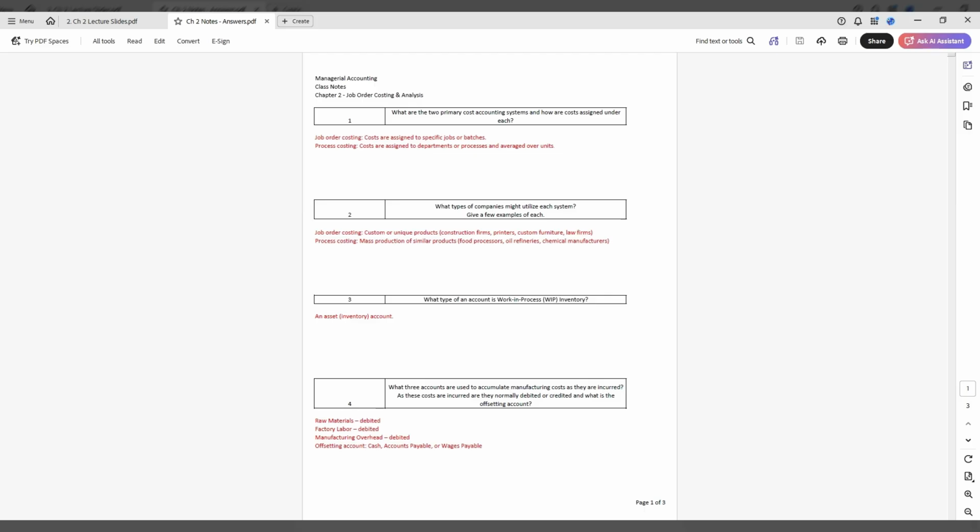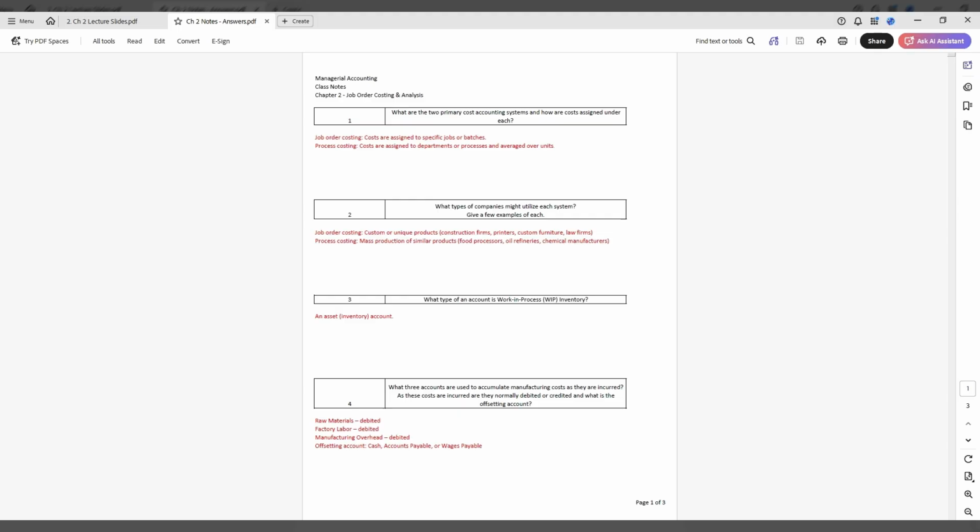And when it says, are these costs normally debited or credited? Raw materials is debited when it's increased, when you're purchasing something. Labor is debited when we are accumulating those payroll costs. Manufacturing overhead, they're all debited essentially, right? And then some of the offsetting accounts that we would have for those payments would be things like cash, accounts payable, wages payable, so on and so forth.